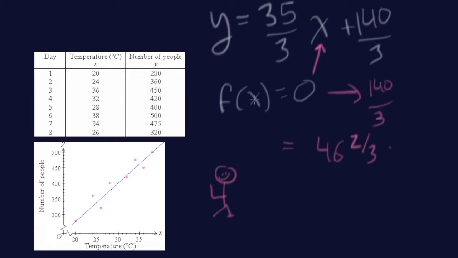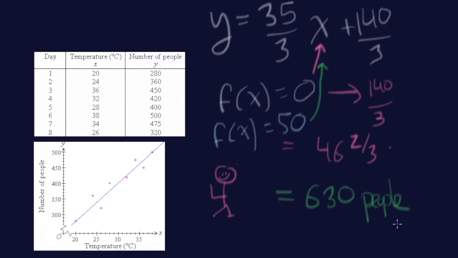So that's interesting. Well, what happens when it's 50 degrees? What happens when the temperature has soared and is now 50 degrees? Again, I take my 50 and plug it in. I multiply 35 over 3 times 50, and then add 140 over 3. And this is pretty cool, you would get exactly 630 people. 630 people would be expected at 50 degrees.